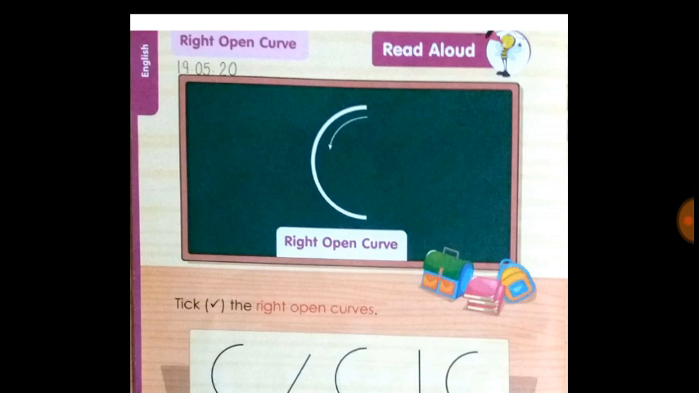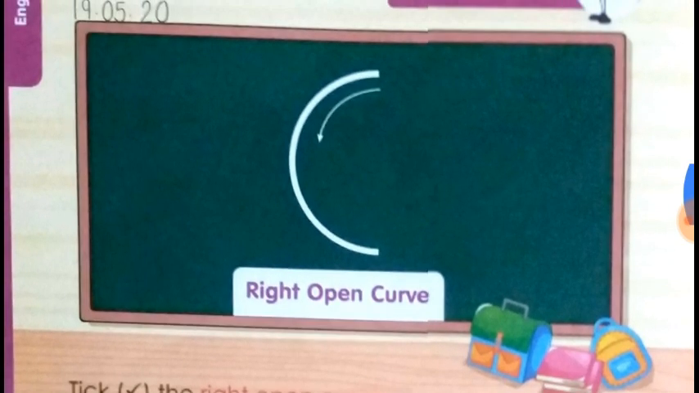First of all, mention the date on the top left hand corner, 19/5/20. So, let's start. Tell me, students, which curve is this? Yes, this is right open curve. Students, please remember a thing: if the curve is open towards the right hand side, that is right open curve. As you can see the direction also, this is right open curve. Okay.